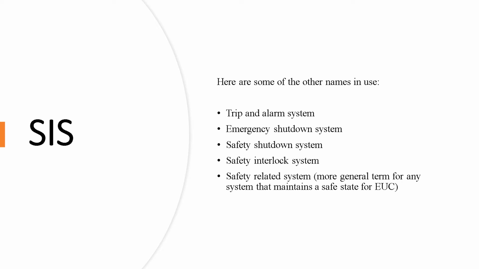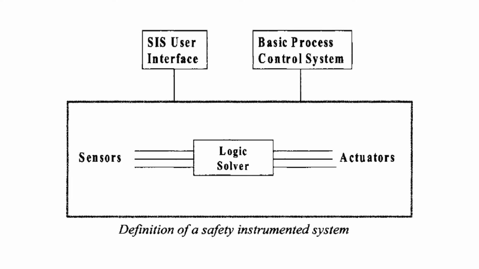The acronym SIS means Safety Instrumented System. These are some of the other names in use: Threat and Alarm System, Emergency Shutdown System, Safety Shutdown System, Safety Interlock System, and Safety Relay System. In this figure, the SIS is defined as a process limited by sensor, logic solver, and actuator, with interface associated with the user and the basic process control system.